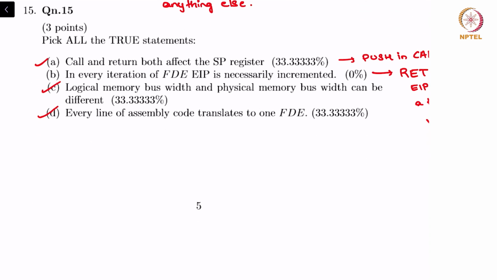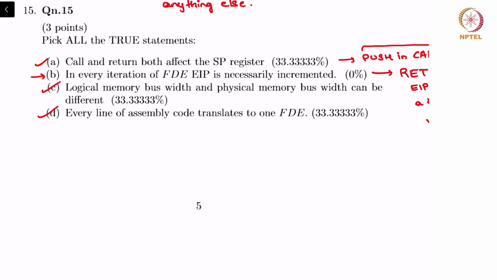In question 15, pick all the true statements. Only B is the false statement. A, C, and D are true. Call and return both affect the stack pointer. Yes, push is what happens in call, and pop is what happens in return. So both affect the stack pointer.